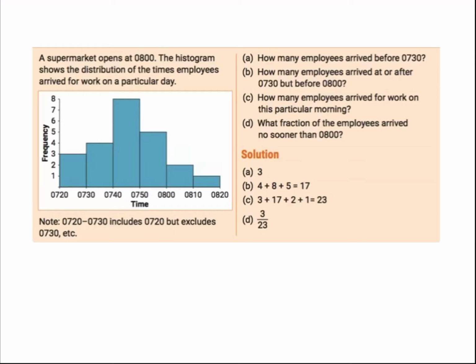They've asked for part D to be written as a fraction of the employees. So I'm going to take those 3 people and put them over all the employees that are there. We know there are 23 employees working there. So that's what they're getting, 3 out of 23.